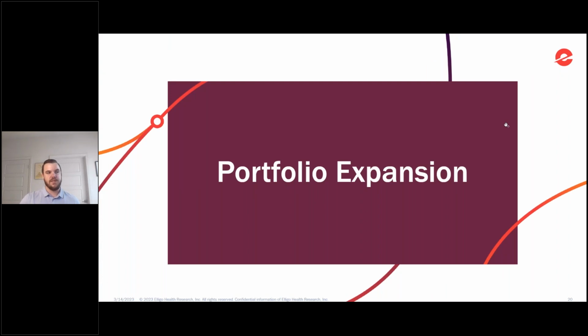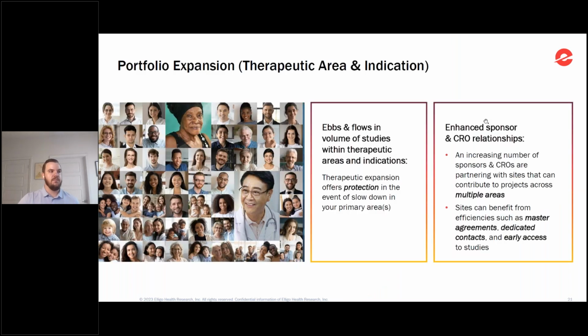So the best place to start when we're talking about site success, and this really draws back to what Dawn had mentioned when we're talking about ebbs and flows of trials within a site's primary therapeutic area. So what does portfolio expansion mean? Portfolio expansion really means the ability to break into a new indication or new therapeutic area, right?